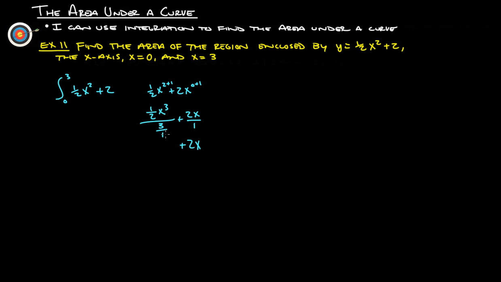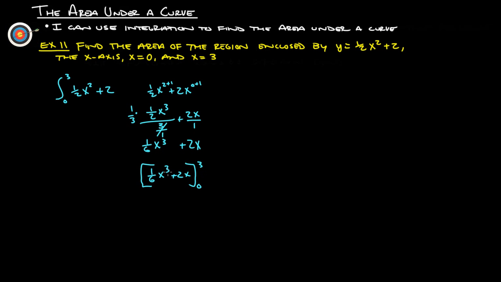We can take that as 3 over 1 and flip it and multiply it. So it's 1 over 3, right? So really that's going to be 1/6 x cubed plus 2x. So we've got 1/6 x cubed plus 2x. And then remember, we can simply write it like this, from 0 to 3. This is where we plug 3 in and see what we get, and then plug in 0 and see what we get, and then add those together, and that will give us our area under the curve, right?